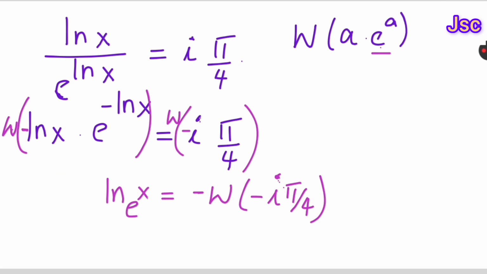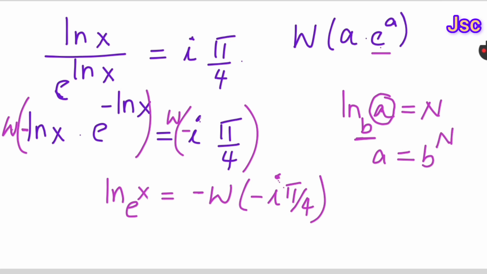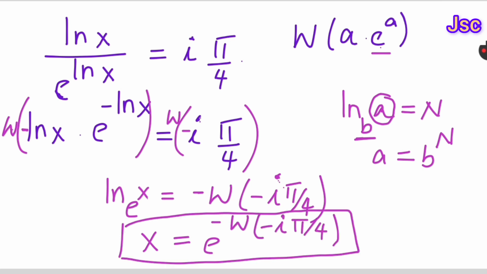Now use one of the logarithm properties, that is, if we have log a with the base b equal to some value, then this logarithm function we can convert into algebraic form, that is a equals the base raised to the power of this constant. So use that property here. Then x equals, our base is e, so e raised to the power of minus W of minus i pi by 4. We have to show our x value in terms of a plus ib, isn't it? But this is not in terms of a plus ib, so we need to find it in terms of numerical values. So that's why we are going to simplify this x term.